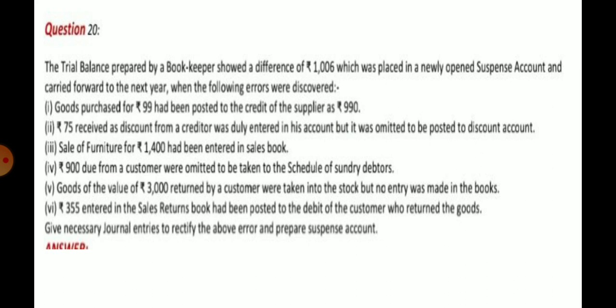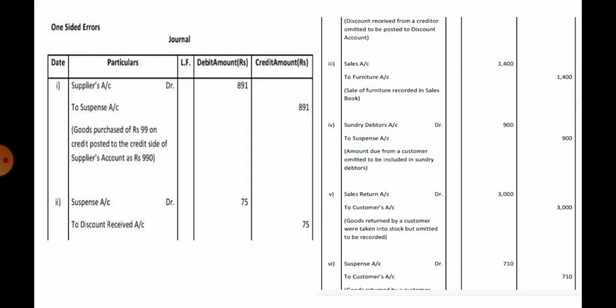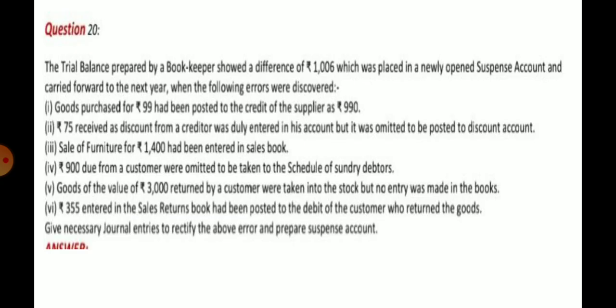Okay. Next is 75 received as a discount from the creditor was duly entered in his book, but it was omitted to be posted in the discount account. So what will be the entry? Suspense account to discount received. Okay. Please write the narration also.